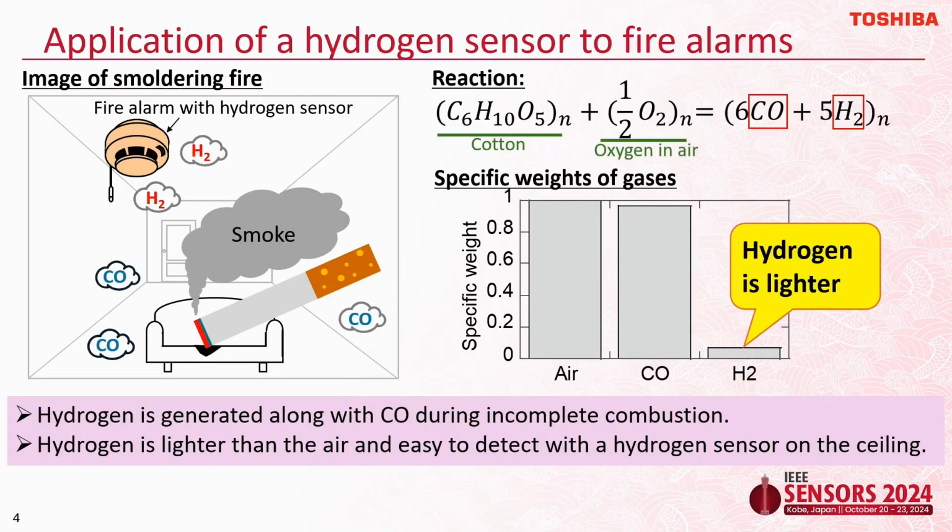This image shows a smoldering fire that generates CO. When fabric or wood in items such as sofas, clothes, or furniture burn incompletely, CO and hydrogen are generated as shown in this equation. This figure shows the specific weight of air, CO, and hydrogen. CO has nearly the same specific weight as air, but hydrogen is lighter, so hydrogen will diffuse upwards. Therefore, it is easier to detect hydrogen by installing a hydrogen sensor on the room's ceiling.